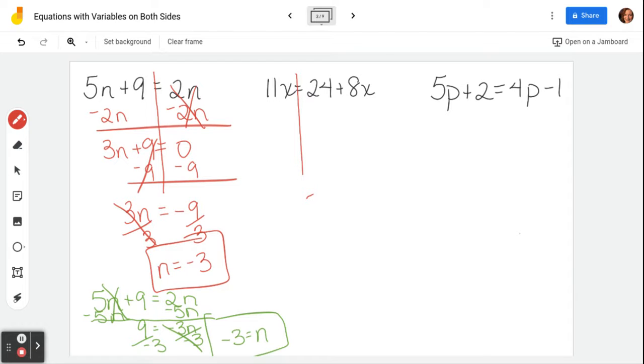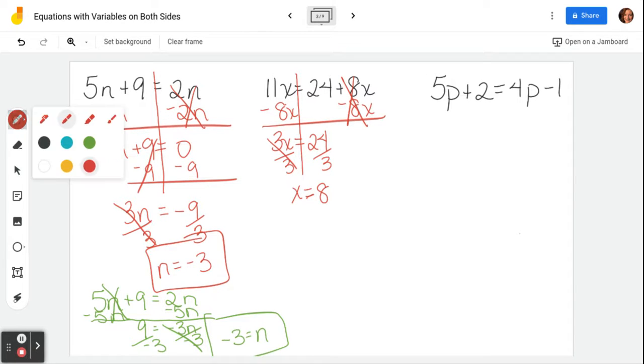Now, I could subtract the 11x, but then that leaves me with nothing over there. So let's not do that. Let's get rid of the 8x. That way I still have something on both sides of the equals. So on the left, 11x minus 8x, that's 3x. Equals, on the right side, I still have a 24. Opposite of multiplying by 3 is dividing by 3. So I end up with x equals 8.